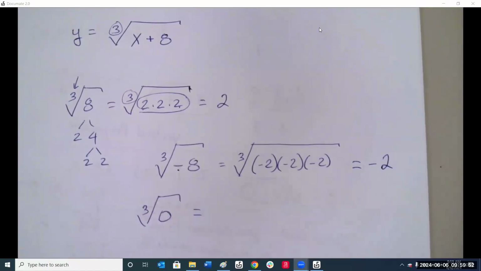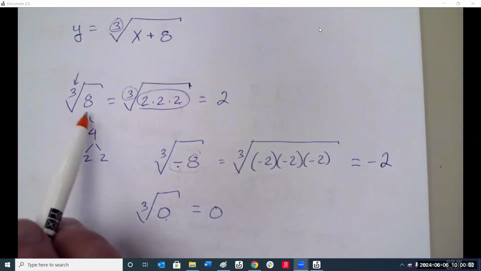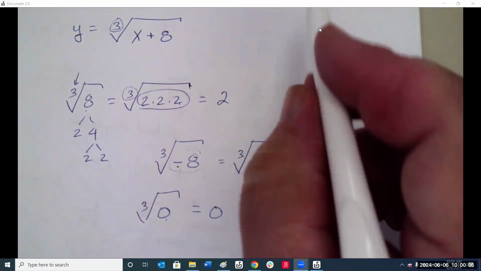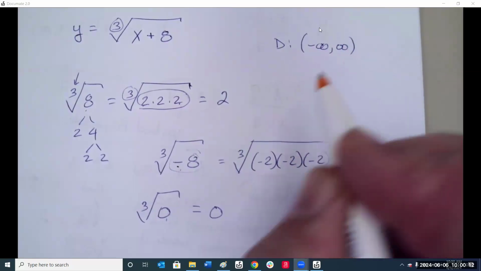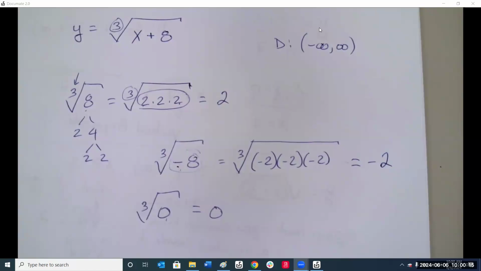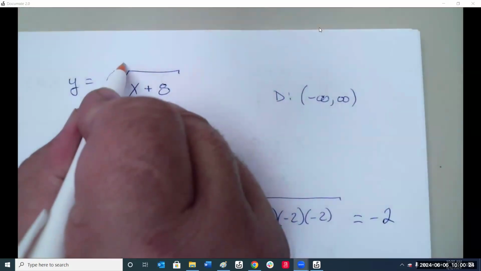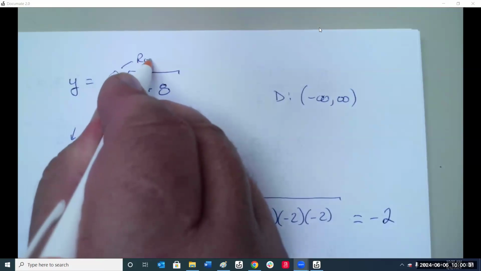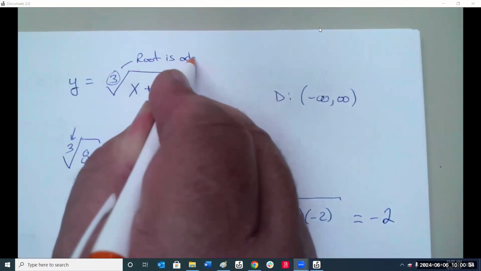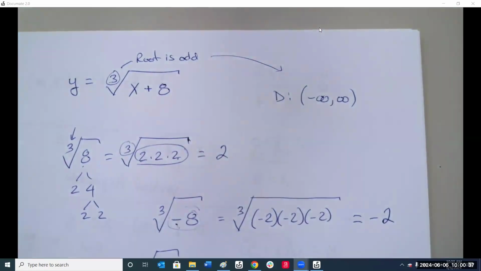Can we take the cube root of 0? What's the cube root of 0? Also 0. So we can take negative numbers, we can take 0, and we can take positive numbers. So therefore, our domain, we're not restricted. If the root is odd, then the domain is negative infinity to positive infinity.